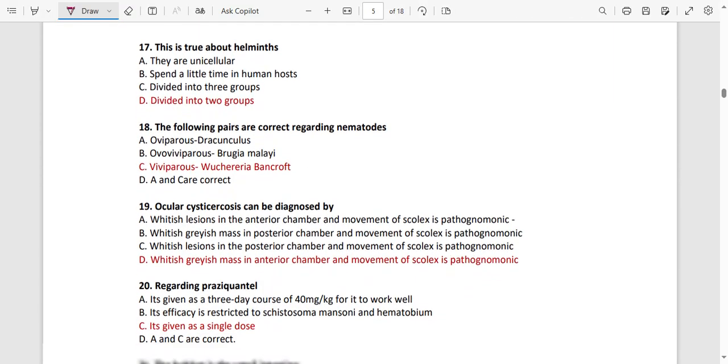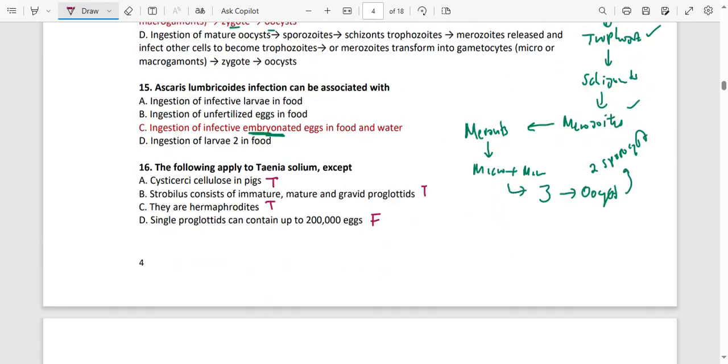Number 17. This is true about helminths. The answer is D. Each proglottid contains 40,000 eggs. Yeah, 40,000.